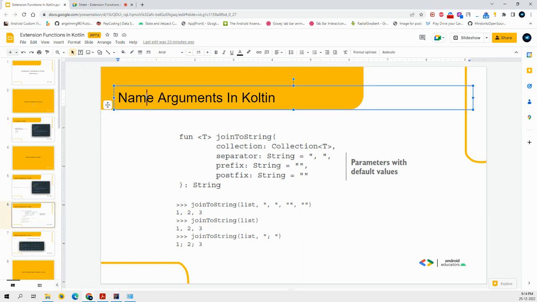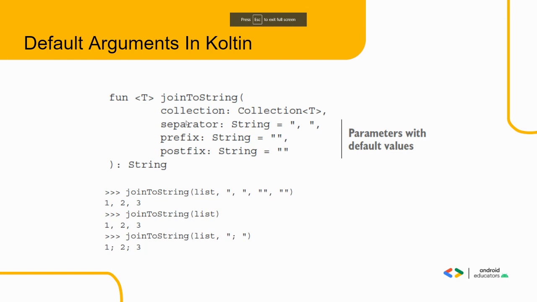Here are the default parameters, default arguments, you could say. Let's say you have created this in Kotlin, but Kotlin and Java are interoperable, right? You can call Kotlin functions from Java. So how does this work in Kotlin, in Java?